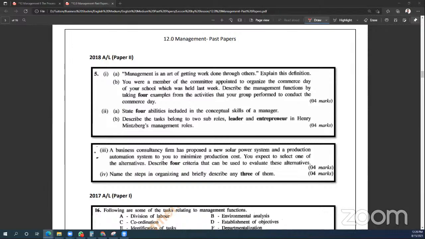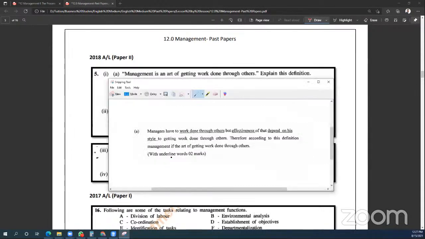Now just share what's included in your marking scheme. Now you can see, right, underlined words, 2 marks.